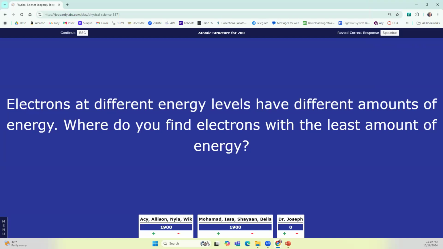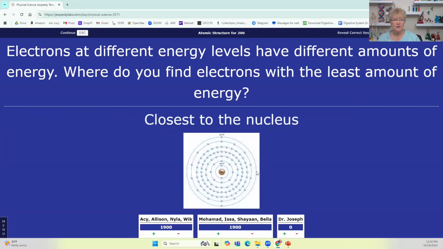The place where you'd find electrons with the least amount of energy is the first energy ring, because the protons and the neutrons are keeping the electrons close. Yeah. And to overcome the force of attraction between the protons and electrons, an electron needs to have more energy to get farther from the nucleus. Yeah, very good. Excellent answer. That is the correct answer, closest to the nucleus.